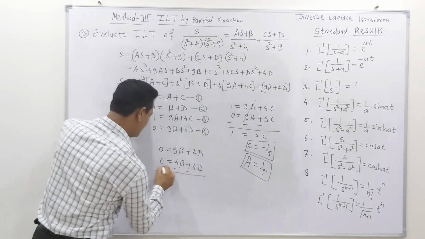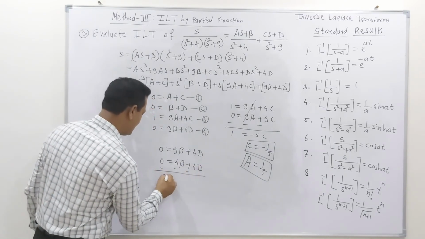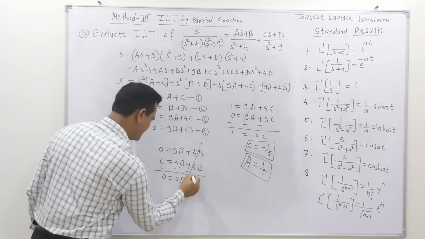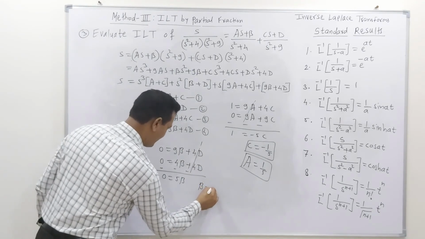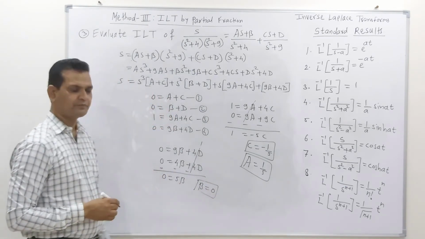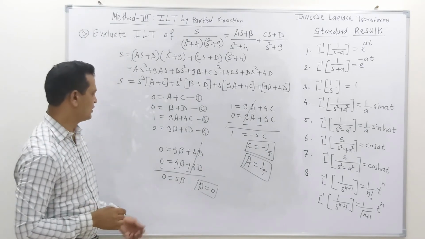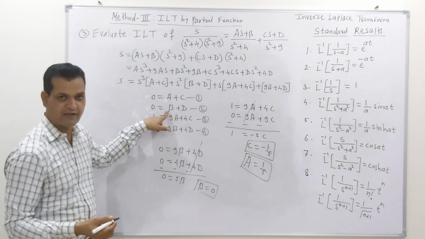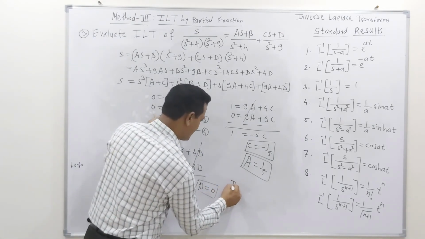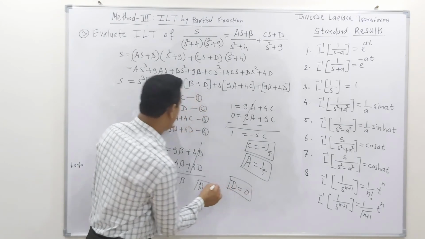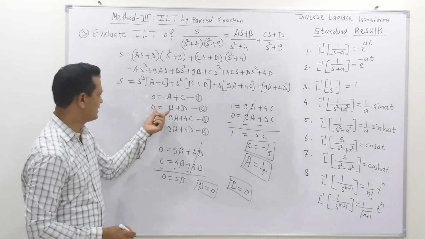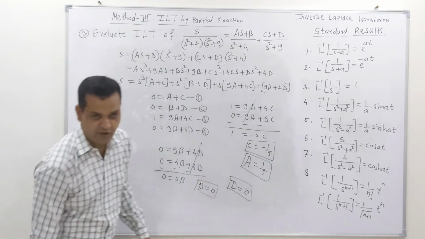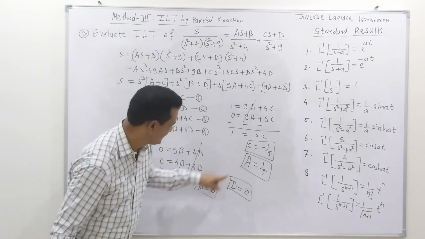Now change the sign. After changing the sign, we get 0 is equal to 5b. This term will get cancelled. So that means we get the value of b is equal to 0. Once we get the value of b is equal to 0, it is always possible for us to calculate the value of d. Again from the second equation, we get the value of d also equal to 0, because b is equal to 0. So here we get the value of all constant terms a, b, c and d.